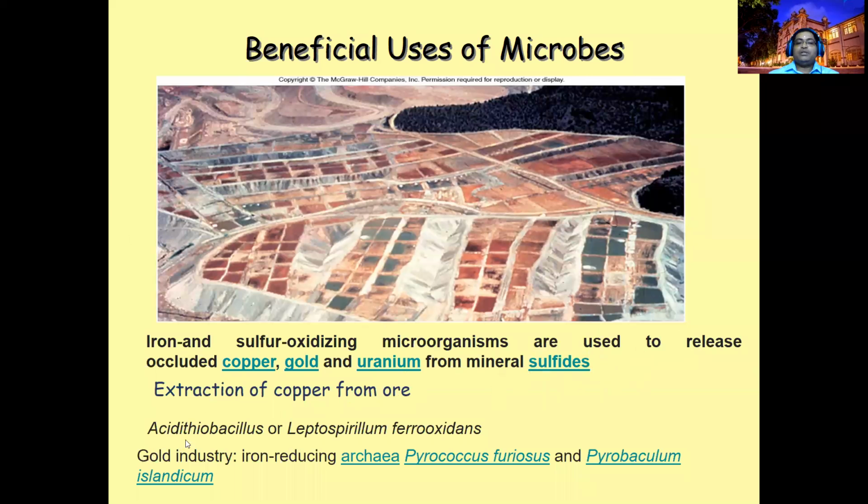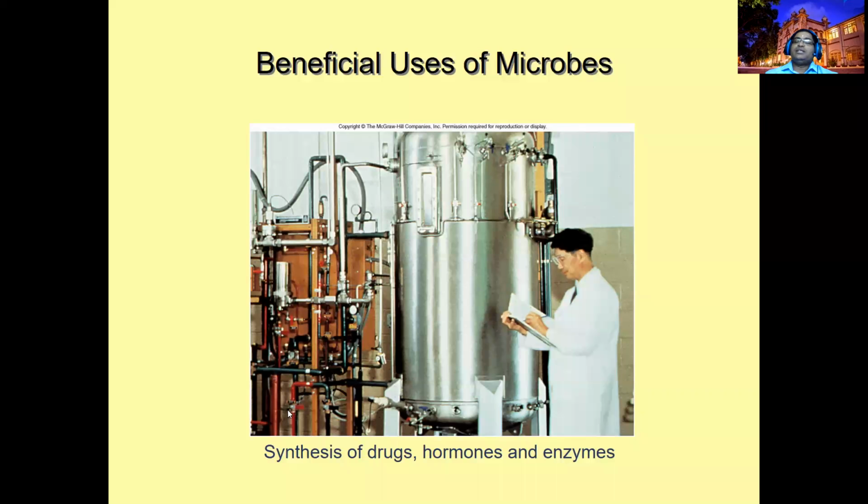For example, Acidithiobacillus and Leptospirillum ferrooxidans are converting the ferric and the copper and the sulfides complex component into mineral form. That's what these industries do, there are many industries, right? So the mining industries are depending on these organisms. And these food industries, synthesis of drugs, I told you, drugs, hormones, enzymes. Many enzymes, many people need because their organs will not produce sufficiently.